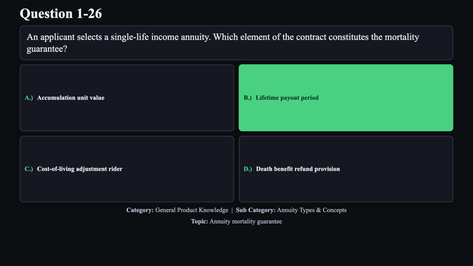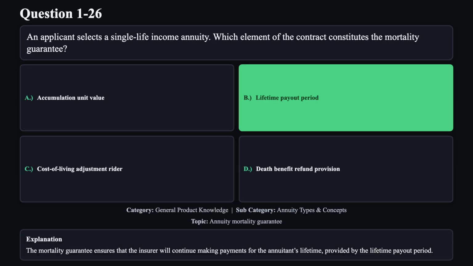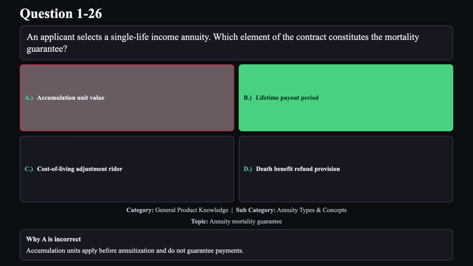The correct answer is B. The mortality guarantee ensures that the insurer will continue making payments for the annuitant's lifetime, provided by the lifetime payout period. Reason A is not correct. Accumulation units apply before annuitization and do not guarantee payments.